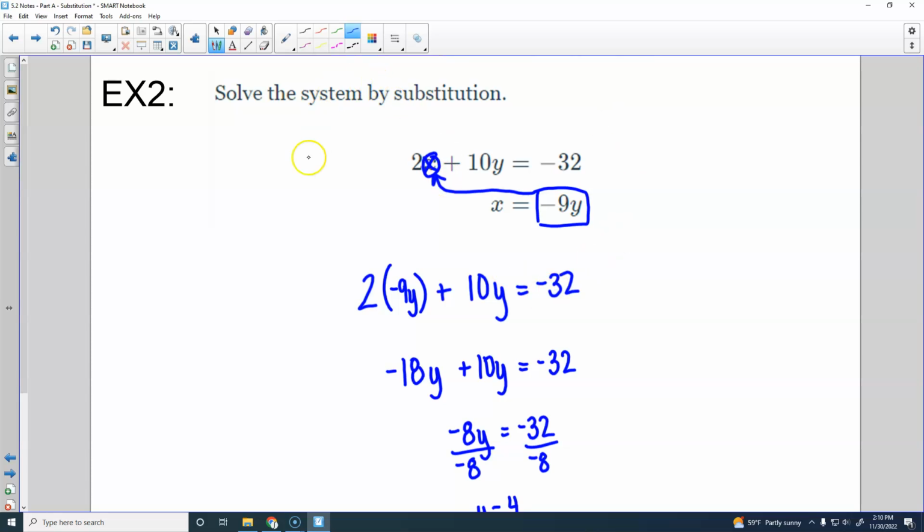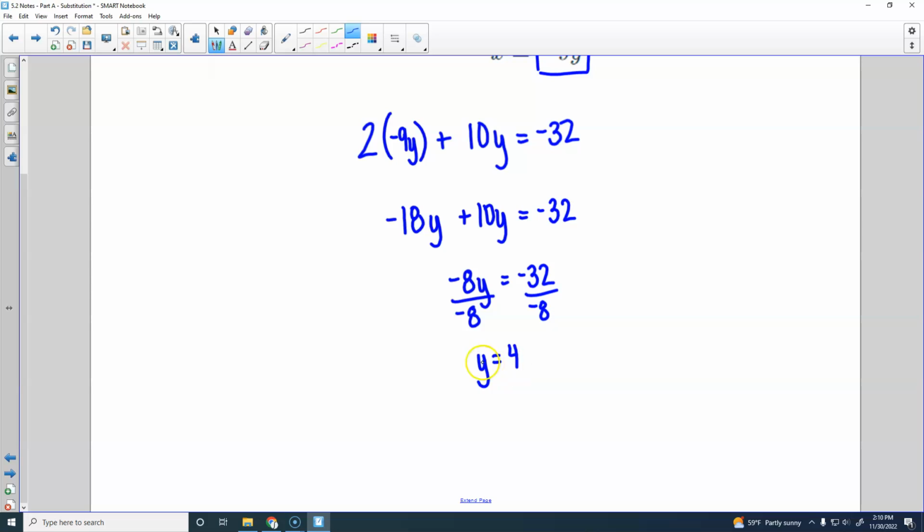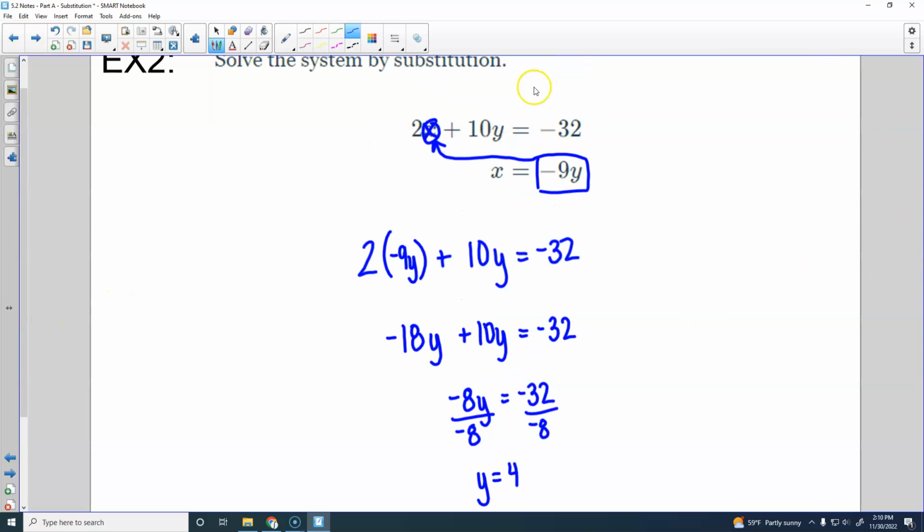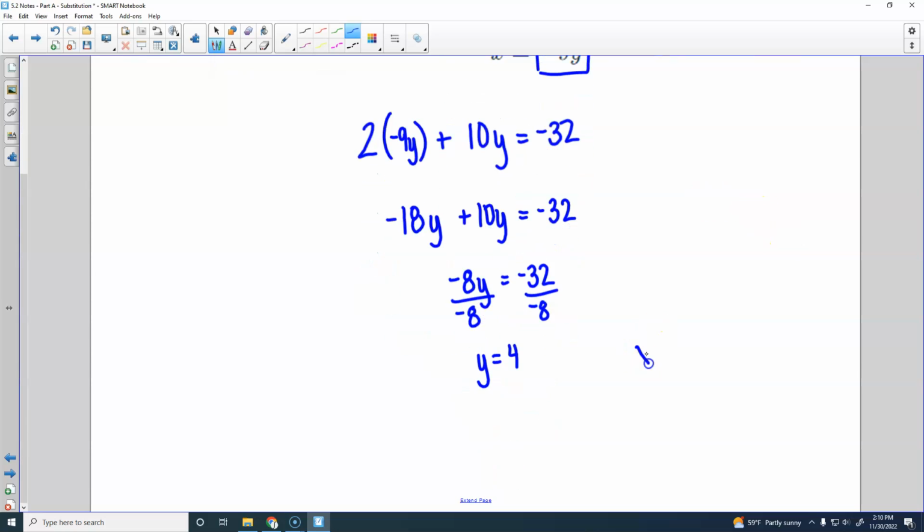So, okay, we got y equals 4. We need to find the x that goes with it. We can plug it back into either one of these equations, but which one looks easiest? The x equals negative 9y, right? So if we just do x equals negative 9 times 4, we will get x equals negative 36. So our solution is negative 36, 4.